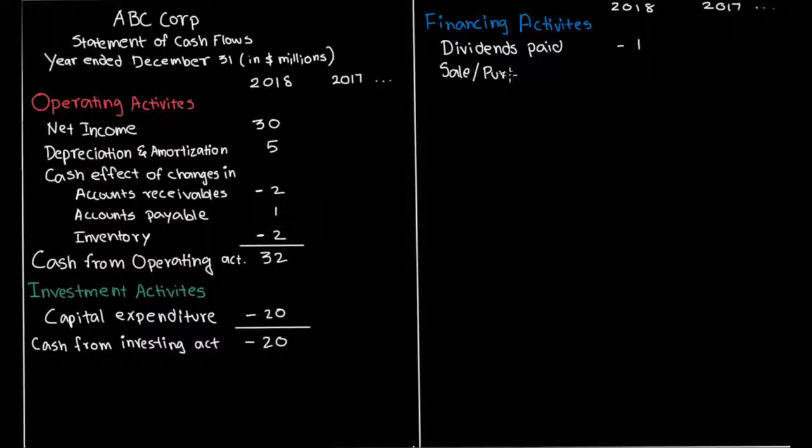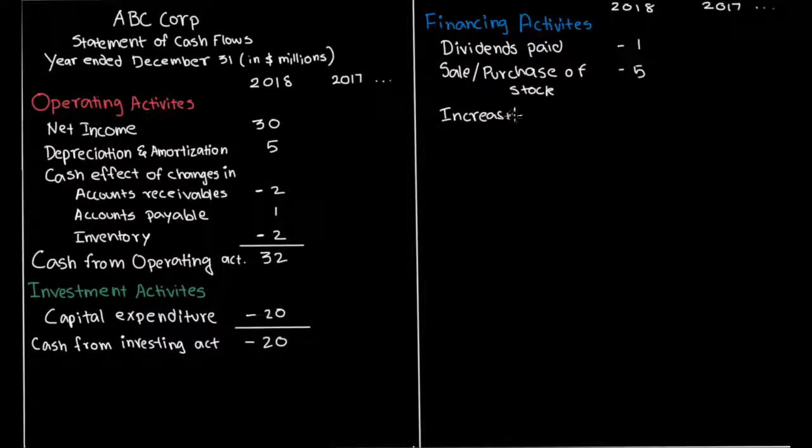And we have sale or purchase of stock. Sometimes corporations buy back stock, so they spend money on that. So let's assume we have bought back some stock, and the money has left our account, so it is minus 5 million. So we spend money on buying stock.